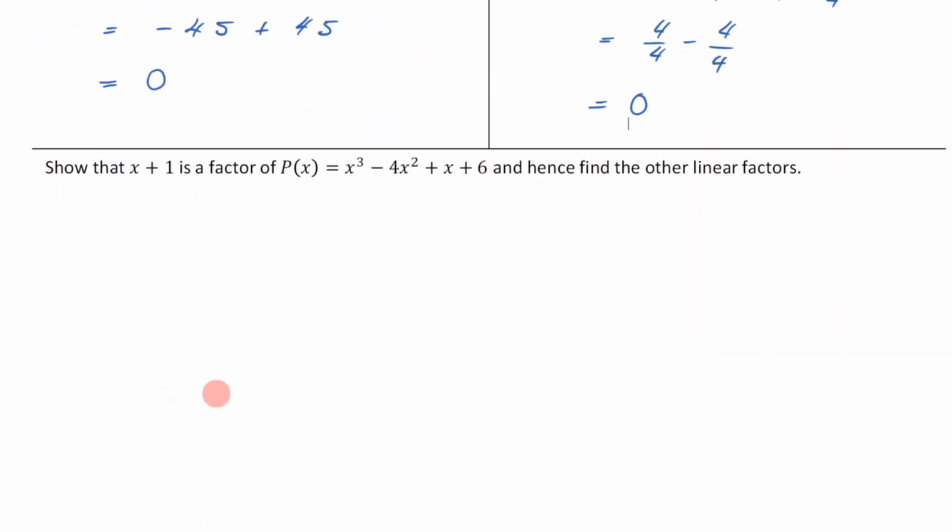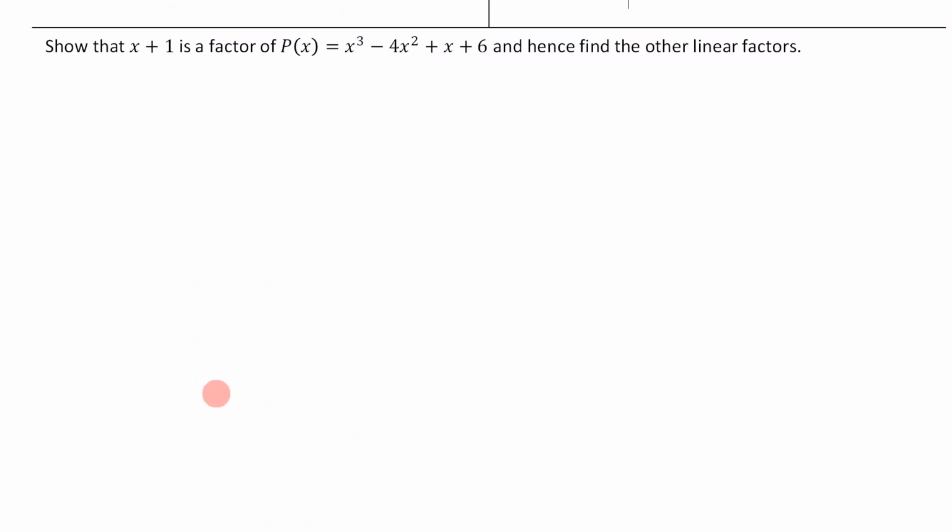Okay, let's go through this one right here, which is slowly building up to what we eventually want to do. So it says, show that x plus 1 is a factor of p of x here, and hence find the other linear factors. Okay, so the first thing that we have to do here, step 1, is we need to show x plus 1 is a factor. And we know how we're going to do that.